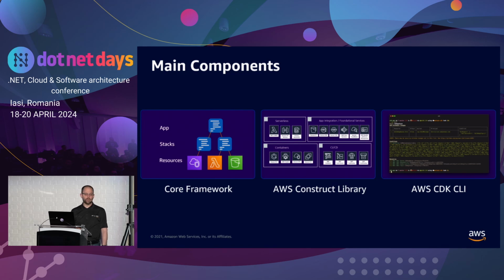With the core framework, we give you the AWS Construct Library. So for each AWS service, you have some pre-baked constructs. For example, if you want to deploy an Amazon S3 bucket, we have a construct called Bucket, and you simply create a bucket in your stack. It already inherits from the Resource class. And finally, it comes with a CLI, the AWS CDK CLI. So you can think of the CDK CLI as the .NET CLI.